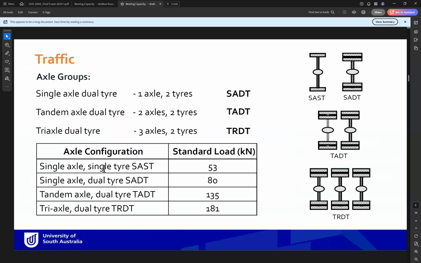So for single axle, how much is the standard load? 53. For single axle dual tires, 80. For tandem axle dual tire, 135. For tri-axle dual tire, TRDT, 181. So these are the shapes of the axles. So do we always refer to this? Yeah.